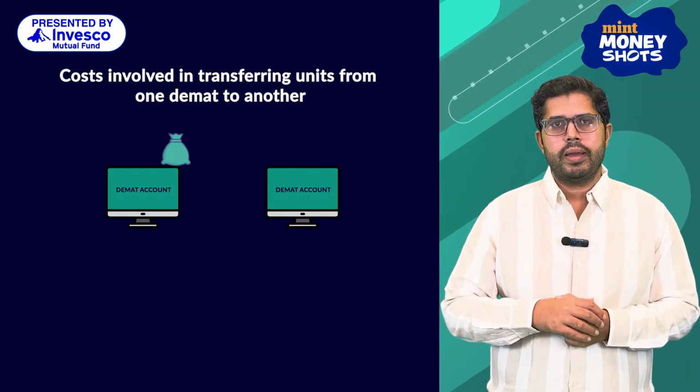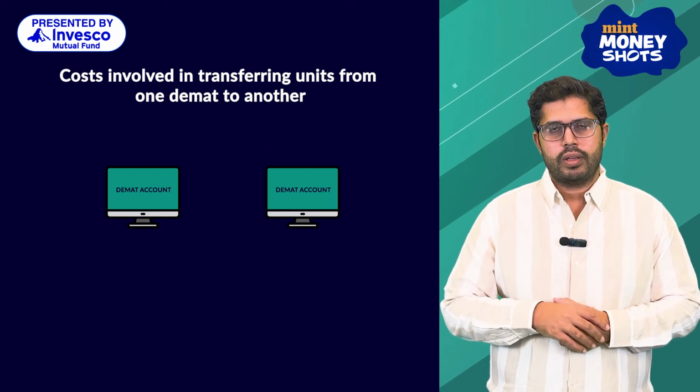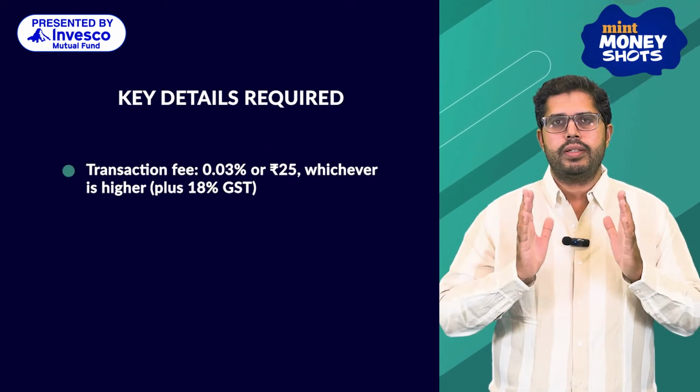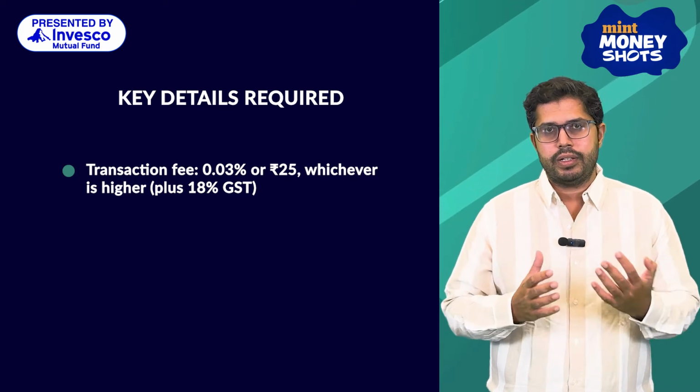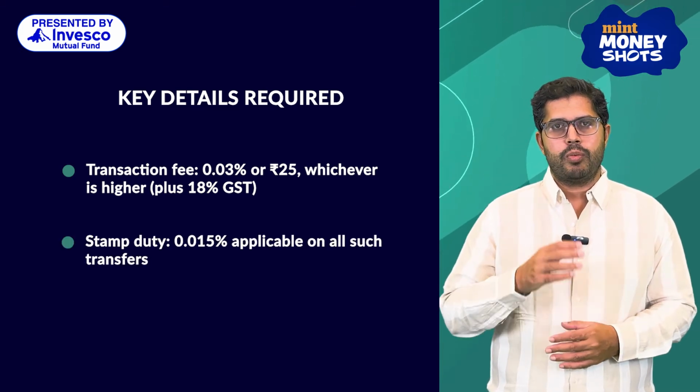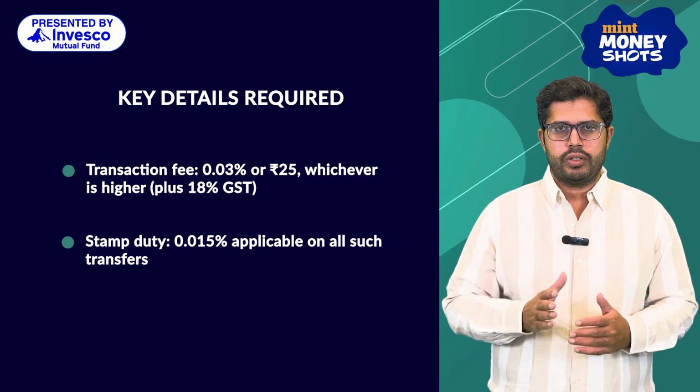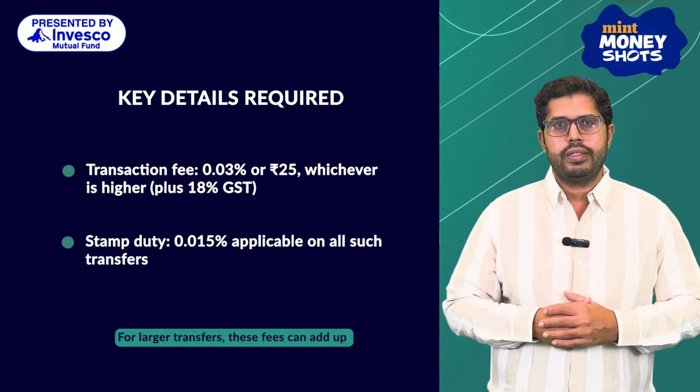Transferring units from one Demat to another comes with a cost. Typically, there's a 0.03% transaction fee or Rs 25, whichever is higher, plus 18% GST. Additionally, a stamp duty of 0.015% applies to all such transfers. For larger transfers, these fees can add up.